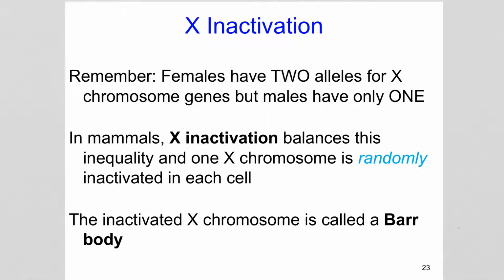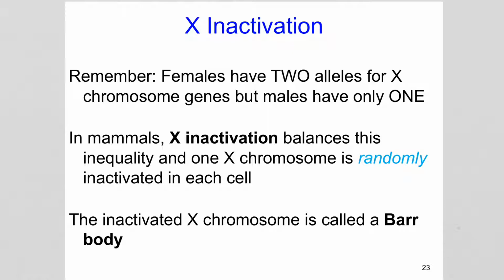Now I want to explore this topic that I've referred to a couple of times, X inactivation. Remember, females have two alleles for all of their X chromosome genes, just like the rest of their autosomes. But males only have one. That's because females have two copies of the X chromosome. They're the homogametic sex, and males are heterogametic. They only have one copy. We also refer to them as hemizygous.